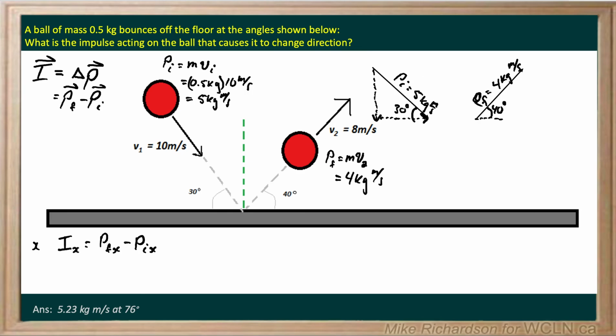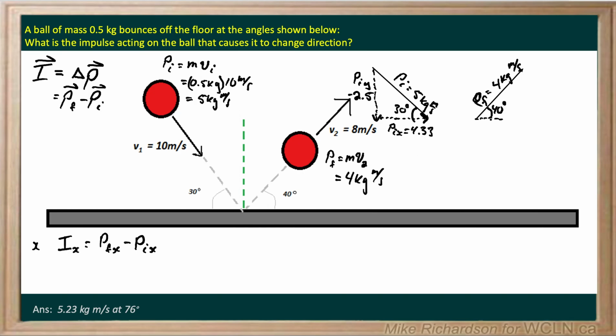So my y component will be 5 sine 30, which is P initial y will be 2.5. And if I go 5 cos 30, I'll get P initial in the x. And 5 cos 30 is 4.33. Now the initial y value is down, so I've got to make sure I put this negative in there. That matters. The x is to the right, so we're going to leave it as positive.